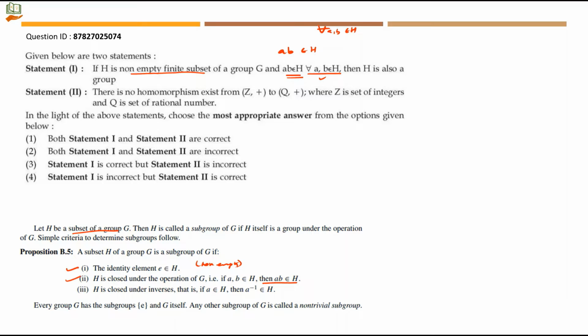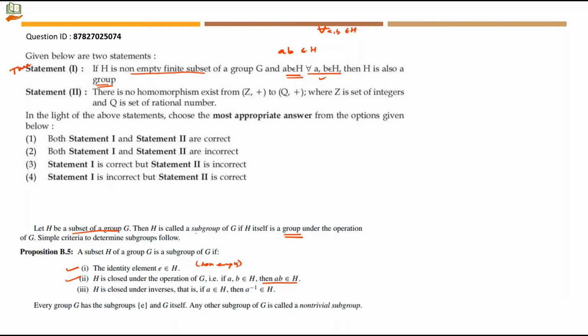Using these 2 points, we can mark statement 1 to be true. They are saying if H is a subset of a group and it is closed under the a·b operation, then H is also a group. This is what they say, a subset of a group is a subgroup. Subgroup in the sense it is itself a group under some operation. Then we will check the third point.